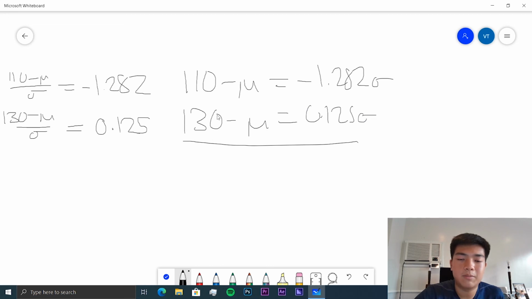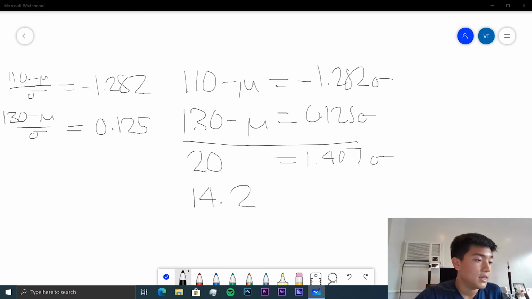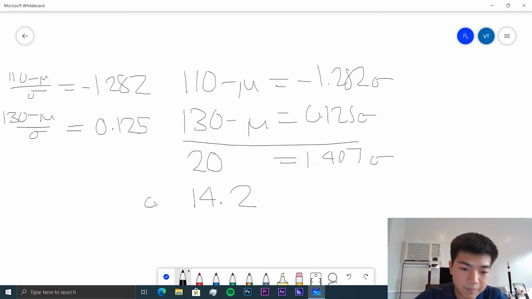Subtracting the top one from the bottom one, we get 20 is equal to 0.125 plus 1.282 times the standard deviation, or 1.407 times the standard deviation. So 20 over that is equal to the standard deviation of around 14.2. So that should be the standard deviation. And then we need to find the mean. So the mean is simply 130 minus 0.125 times that. So we get the mean is equal to around 128.